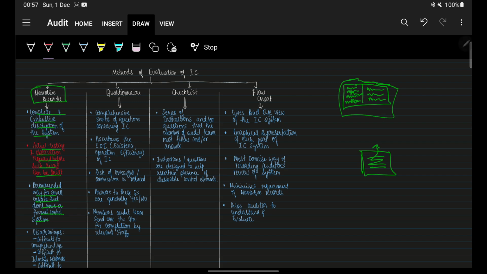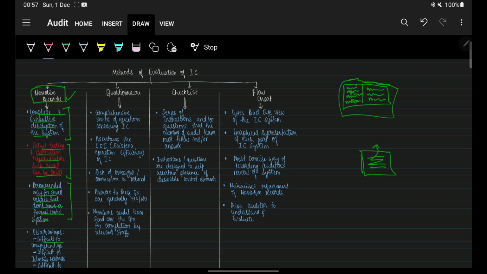So here the first one is narrative records. He will maintain a complete and exhaustive description of the system. Okay, he will do actual testing and he will observe the procedures that are being performed. And this is recommended only for small entities and not for bigger entities that have a formal control system. Okay, what are the disadvantages?